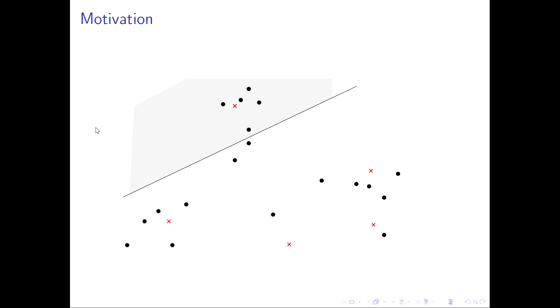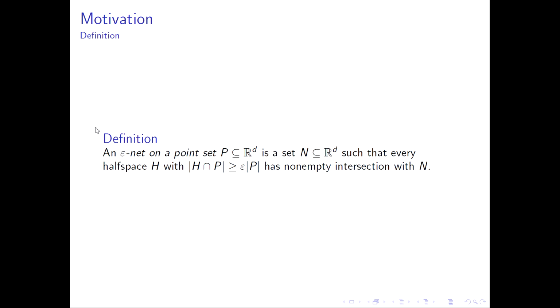For example, whenever we have a half-plane containing enough of the original ones, then we would like the half-plane to also contain one of the new points. It's true for this one, and for this one, and for this one. And this is exactly the idea of an epsilon-net. Namely, an epsilon-net is a set such that every half space which contains enough points, namely an epsilon fraction, has non-empty intersection with our net.